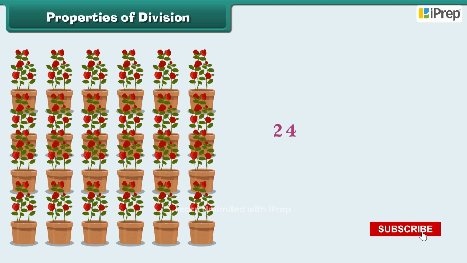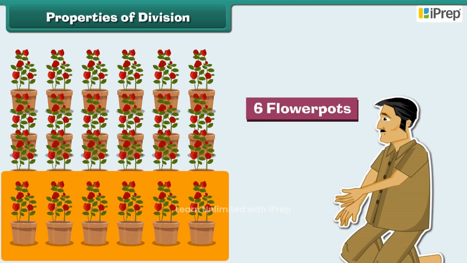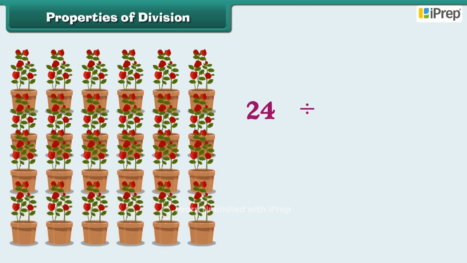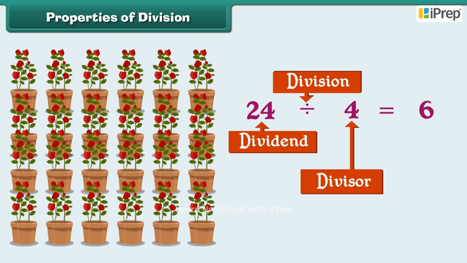In other words, 24 minus 6 minus 6 minus 6 minus 6 is equal to 0. The gardener has divided the 24 flower pots into 4 rows, with each row containing 6 flower pots. We can write the situation as 24 divided by 4 is equal to 6. This is the symbol of division. 24 is the dividend, 4 is the divisor, and 6 is the quotient.